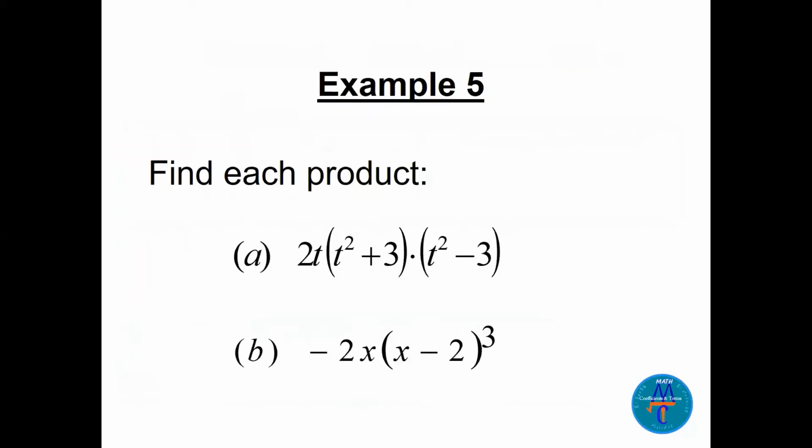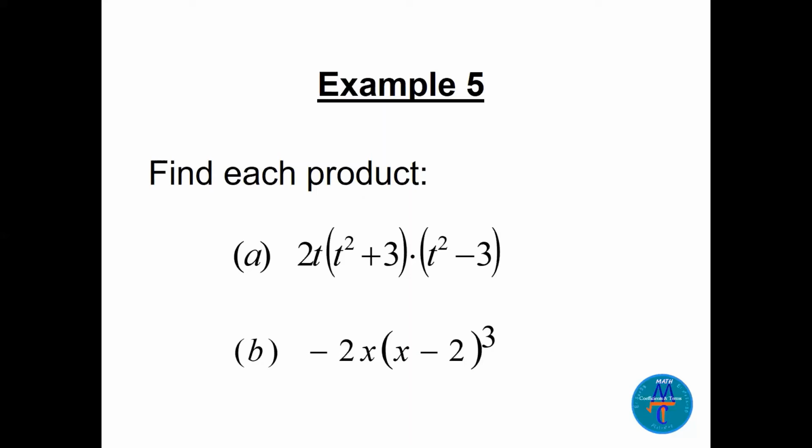I think now is a nice example, with parts a and b. A good idea: take a little rest, one minute or so, pause the video, get a piece of paper, try the first example and see if you get the answer. Find the product.